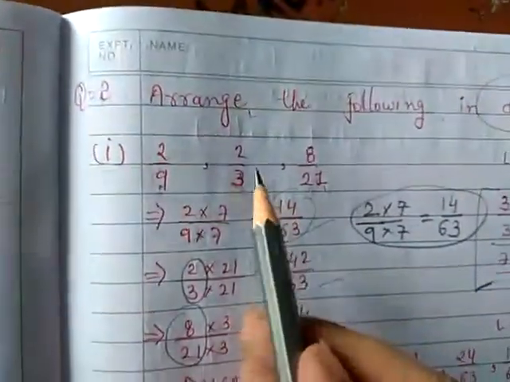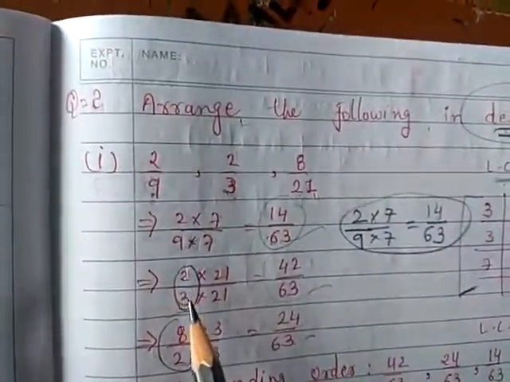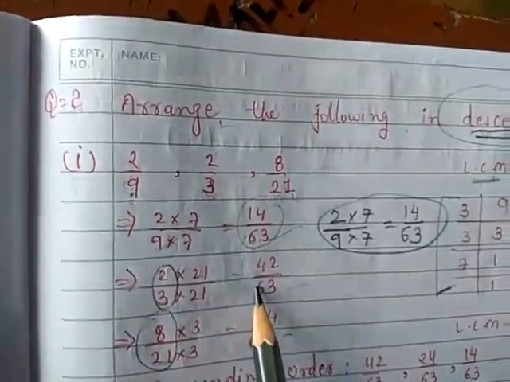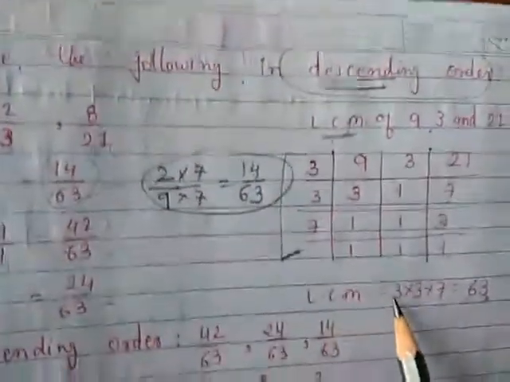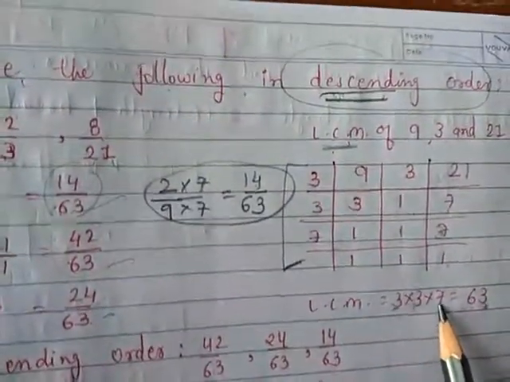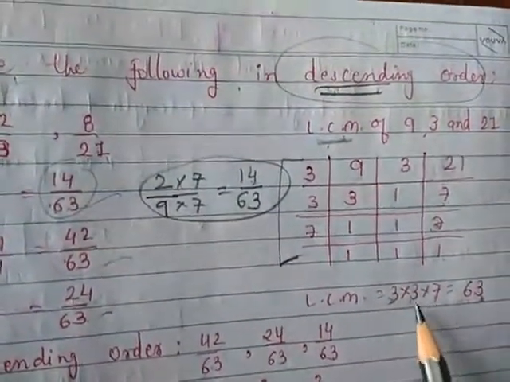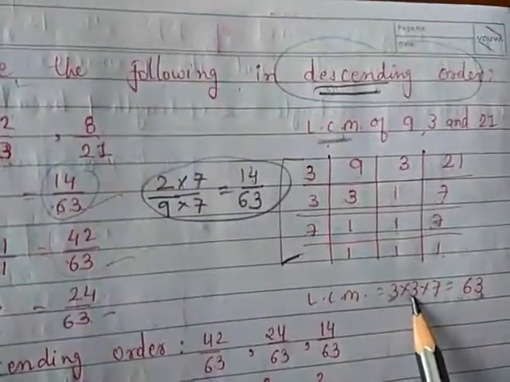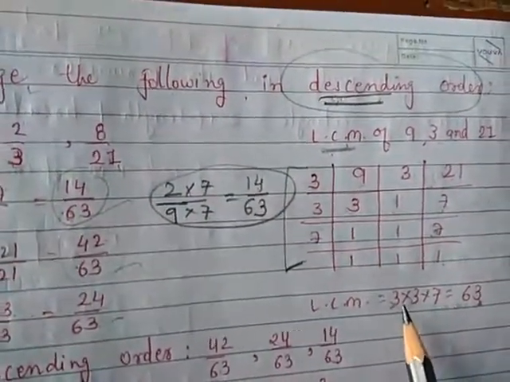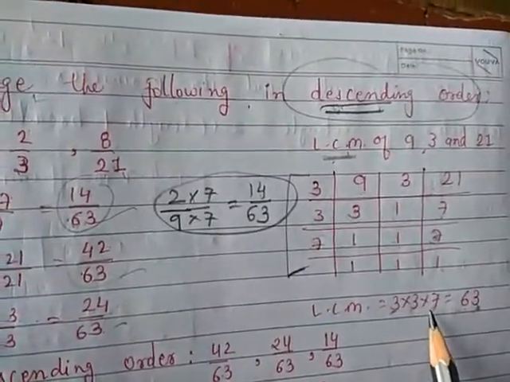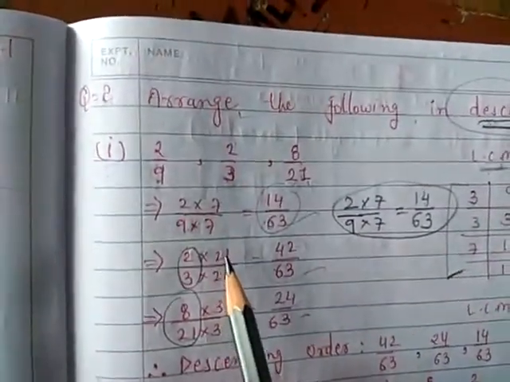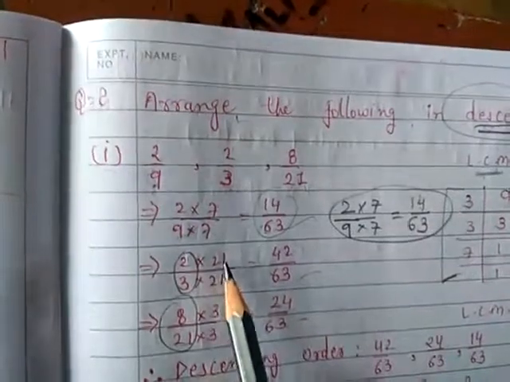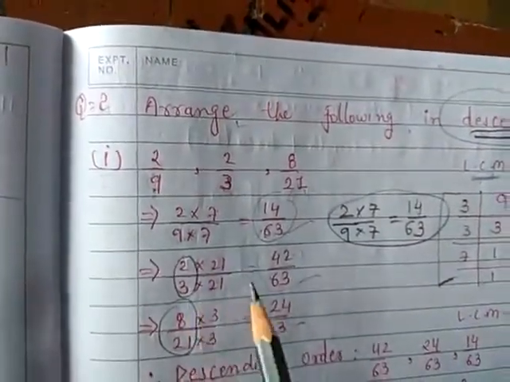Now take the second number, 2 upon 3. 3 into which number to get 63? It will be very easy. See students, which number is given here? 3. So 3 is there. Which two numbers are remaining here? You just multiply 7 3s are, what? 21. So when you multiply 3 into 21, you will get 63. So directly we write here 21, and in the numerator also 21. So 21 2s are 42 and 21 3s are 63.